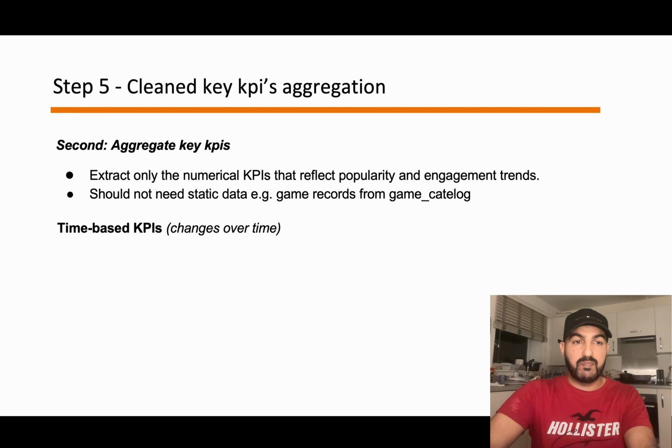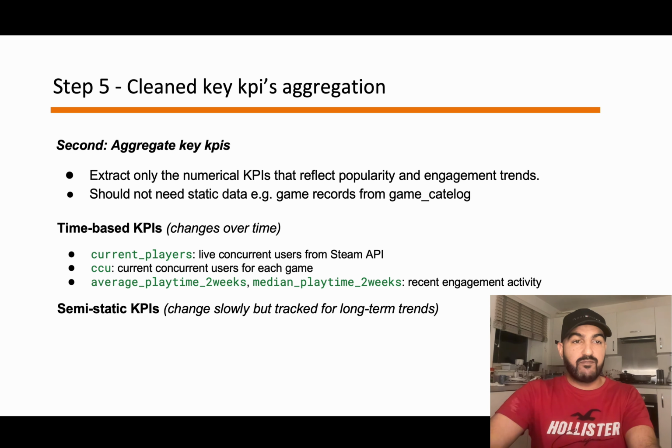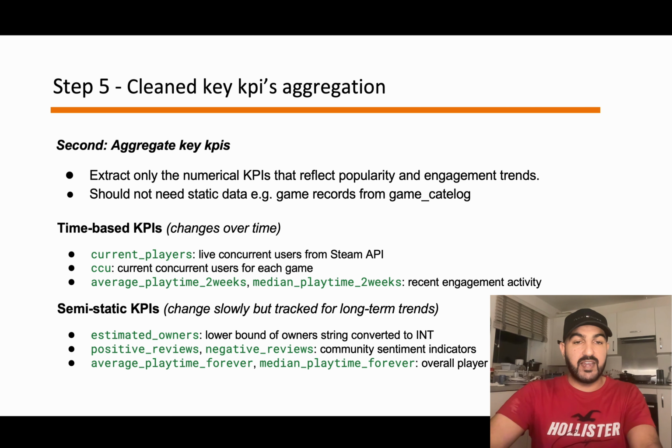One is the time-based KPIs, which are going to change over time, including concurrent players, CCU, average and median playtime for 2 weeks. And finally, the other category will be the semi-static KPIs, which change slowly but need to be tracked for long-term trends. For example, estimated owners, positive and negative reviews, average and median playtime forever.